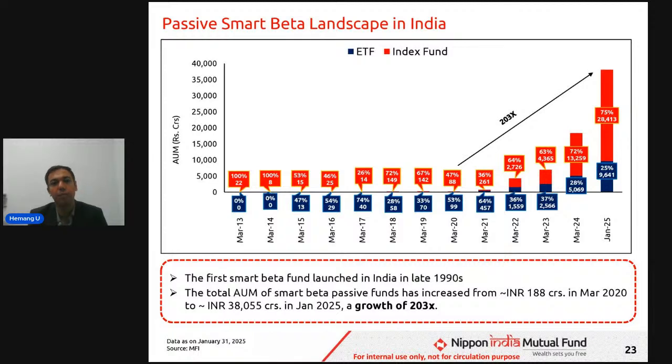Just to showcase how the landscape has been in India, like I said earlier, since COVID 2020, it has seen a 200 multiple of growth in India. It has gone from 188 crores in March 2020 to 38,000 crores in 2025. It's a huge number, and it has gained a lot of traction and become very popular. That is the reason why we are here today listening to this webinar. And thank you all for joining in.